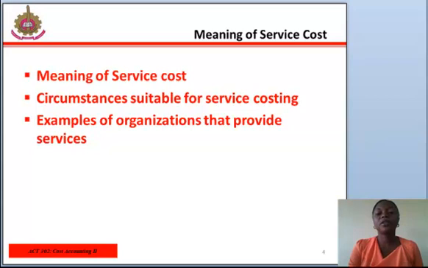Examples of organizations that provide services. The following are some of the organizations with a list of services that they render. 1. We have the transportation companies, they render transportation services. We have hosting and domain, they render IT services. Schools, they render education services. Hospitals, they render hospitality services. IBEDC, that is Ibadan Electricity Distribution Company, they render electricity services.